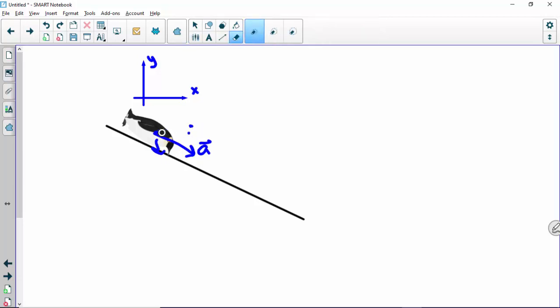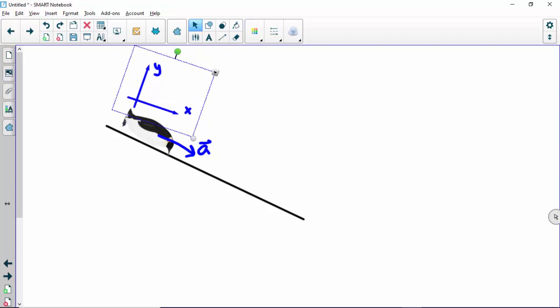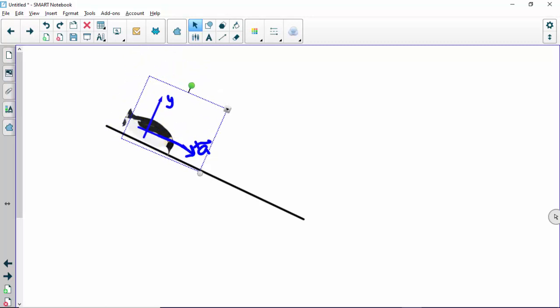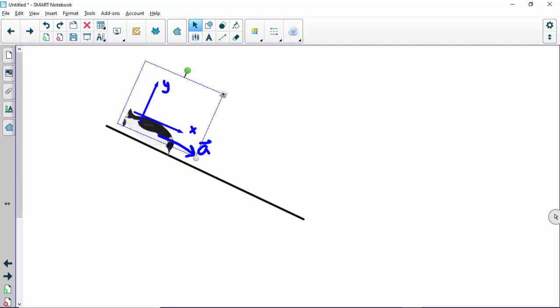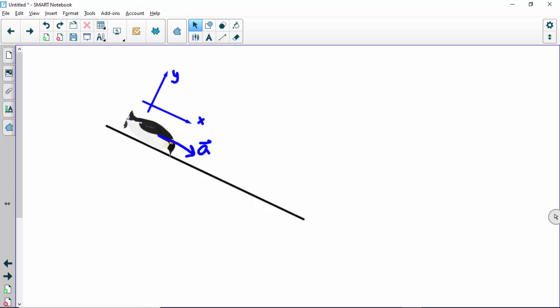And so the strategy is to have the acceleration point down the hill like it's going to be physically, but instead rotate your coordinate system so that the x is aligned along the direction of motion of your object, of your penguin. That way, the acceleration is just in one of your two dimensions. Now, you have good news and bad news, right? The good news is your acceleration's in just one dimension, but your forces are now going to be in different directions in this coordinate system, right?